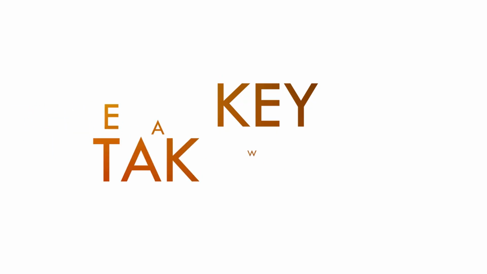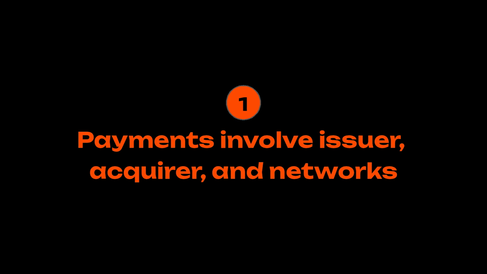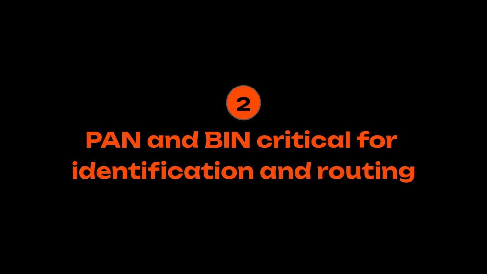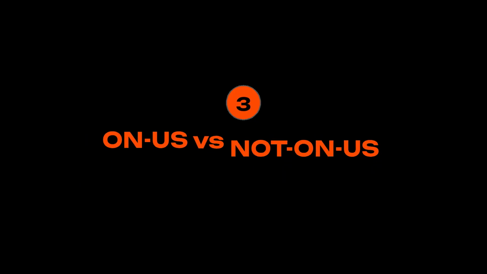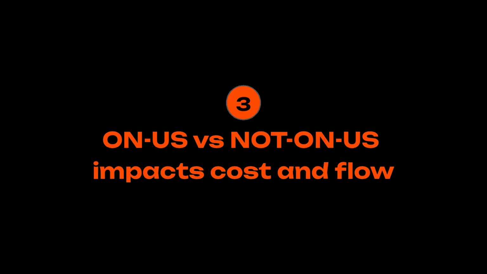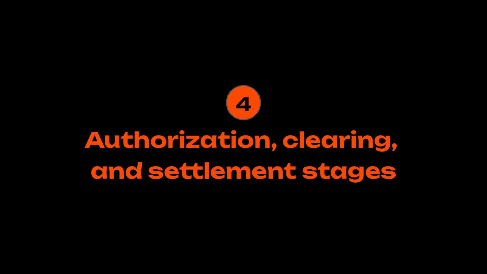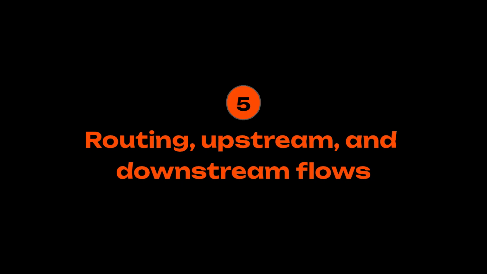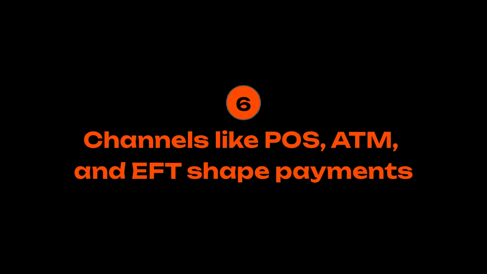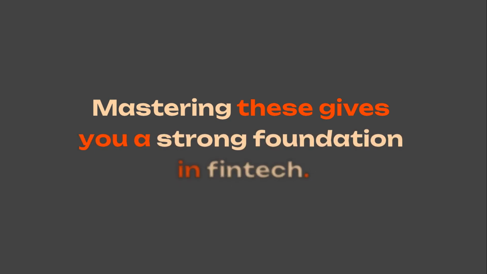Key takeaways. Let's quickly recap. Payments involve multiple players: issuer, acquirer, and networks. PAN and BIN are critical for identifying and routing transactions. On us versus not on us impacts cost and flow. Authorization, clearing, and settlement are distinct stages. Routing, upstream, and downstream define how transactions move. Channels like POS, ATM, and EFT shape how users interact with payments. Mastering these gives you a strong foundation in fintech.